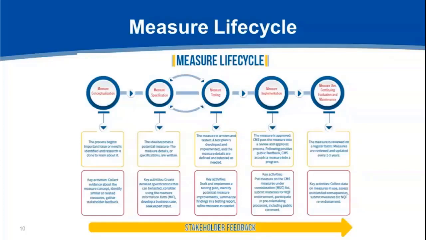And finally, here on the right, there's the measure use, continuing evaluation, and maintenance phase. Our shorthand for this is just to call it measure maintenance. This refers to measures that have been accepted for use in a CMS program. And I hope it comes as no surprise that the work doesn't stop once a measure is implemented. Measures in CMS programs are reviewed and updated on a regular basis, usually annually, to ensure that they continue to align with the most up-to-date information available.